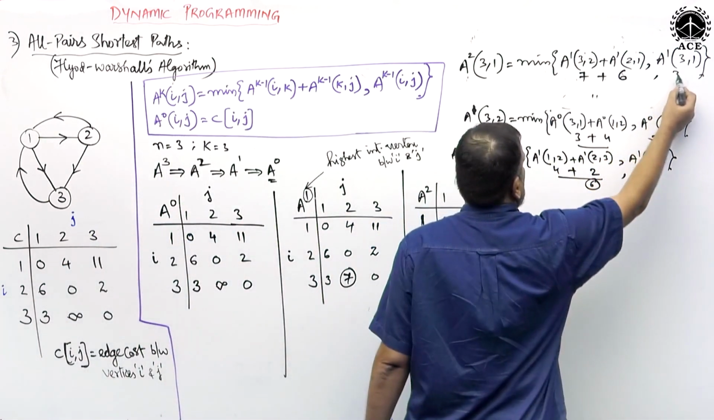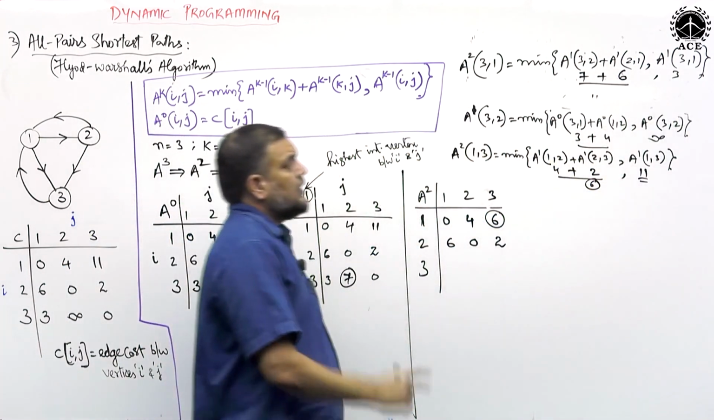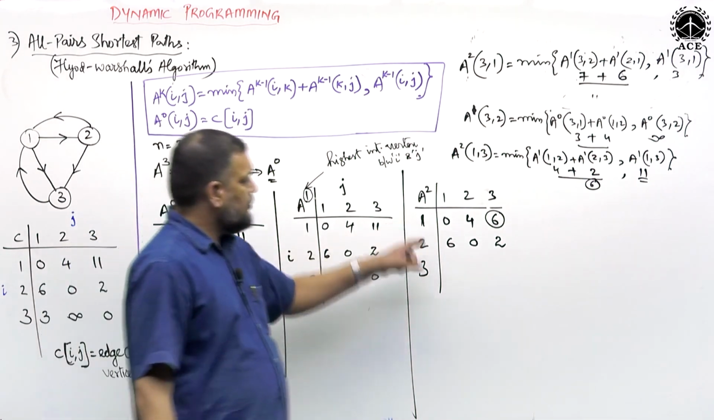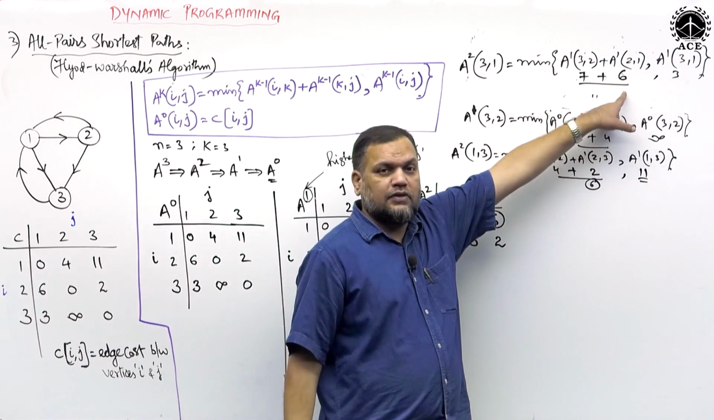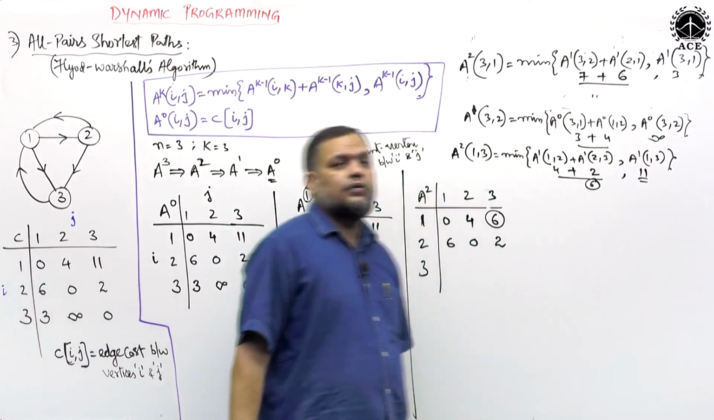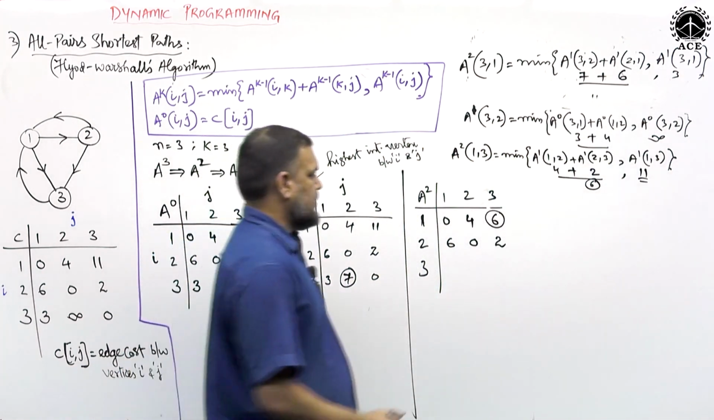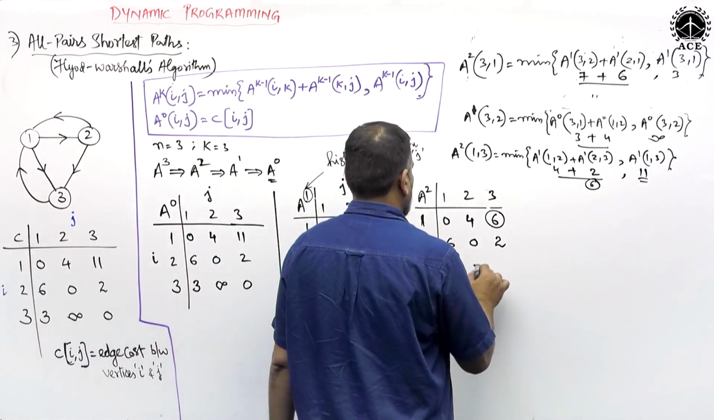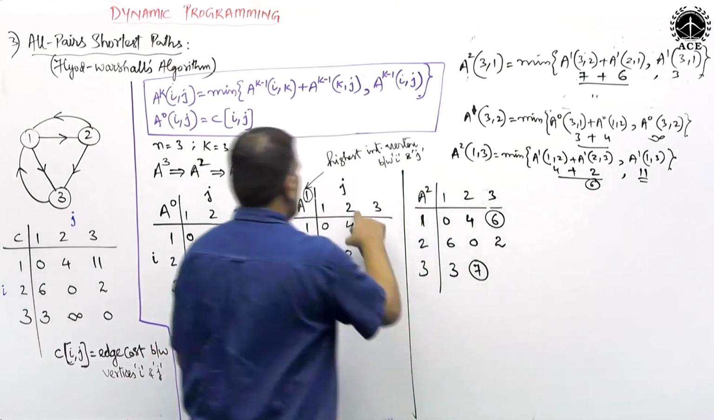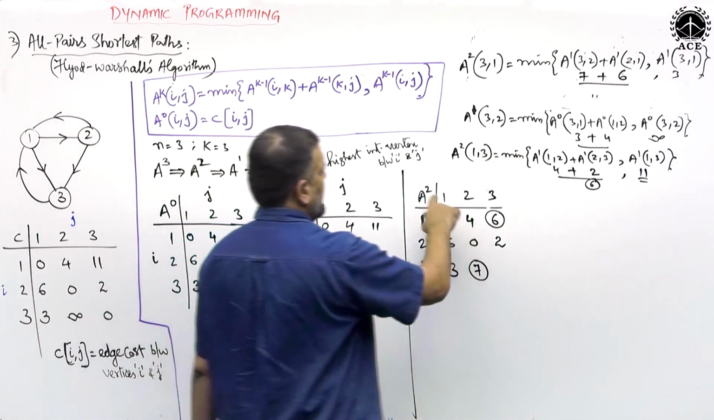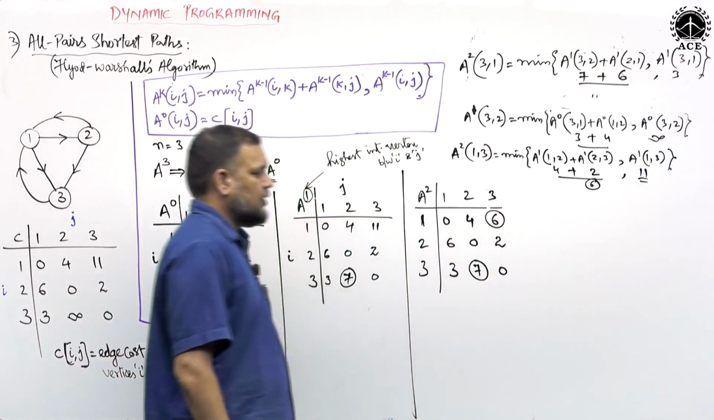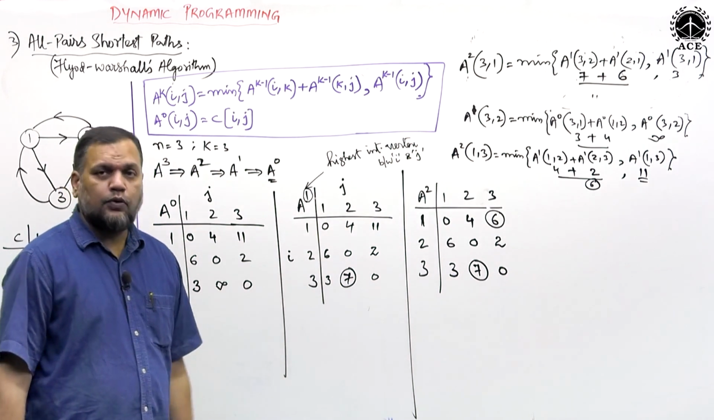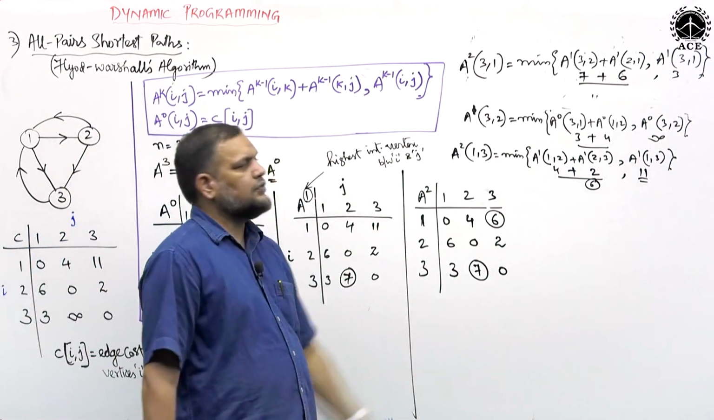So, 7 plus 6 is not better than, that means if I go through intermediate vertex 2, if I go from 3 to 1 via 2, the incurring cost will be 13, 7 plus 6, and the earlier value is 3. So, which is better? 3 is better, no change. This is no change 7, because 3 to 2 with highest intermediate vertex 2 cannot have, and this will be 0. Got my point? So, so far up to a power 2, these are the changes which have been made.